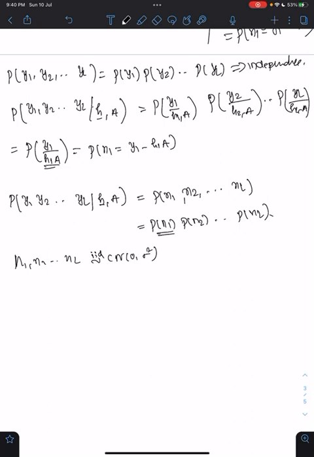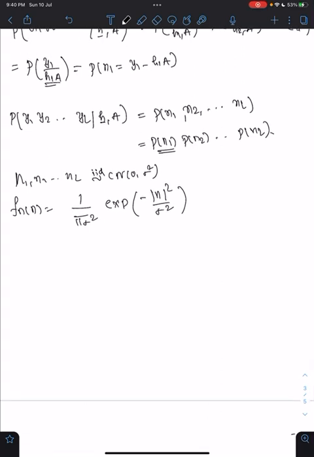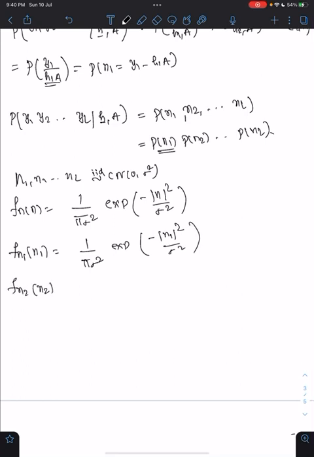All right, so the PDF f_n(n) equals 1 by pi sigma square exponential of minus n square by sigma square. All you have to do is replace n by n1: f_n1(n1) is 1 by pi sigma square exponential of minus n1 square by sigma square, f_n2(n2) is the same thing, 1 by pi sigma square exponential of minus n2 square by sigma square, and so on. We also know that n1 equals y1 minus h1 a, and n2 equals y2 minus h2 a.